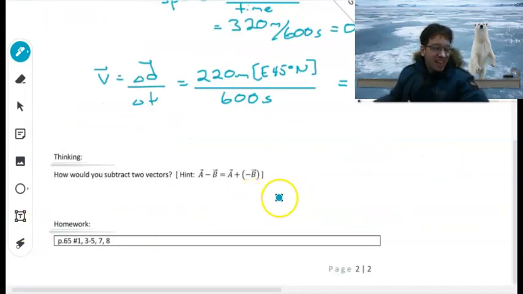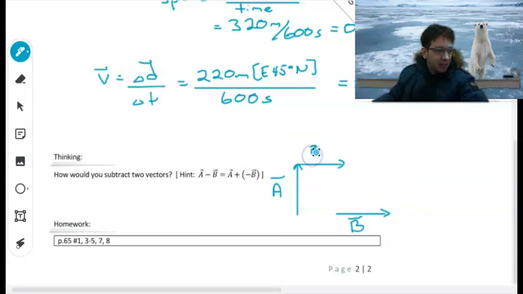Now the thinking problem is, how would you subtract vectors? So let's say you had A, just like this. Let's say this is A, I'm just making this up, and this is B. Well, if you wanted to add A and B, you would simply connect B here, tip to tail, and start off at the tail of A and end at the tip of B, and you would get A plus B.